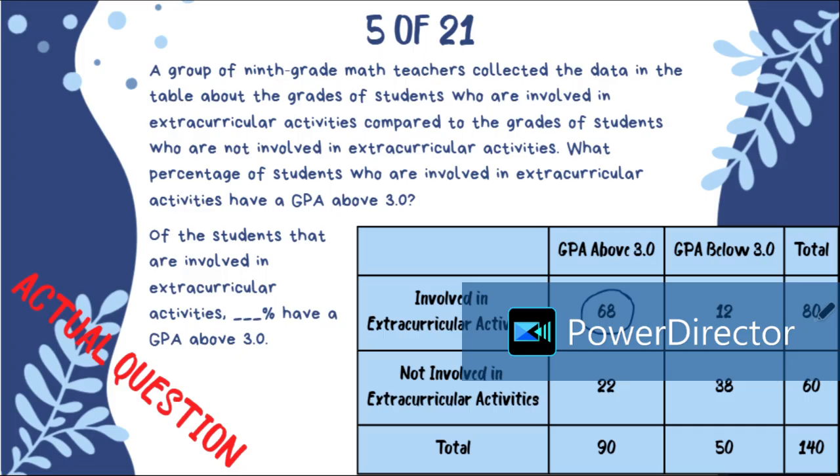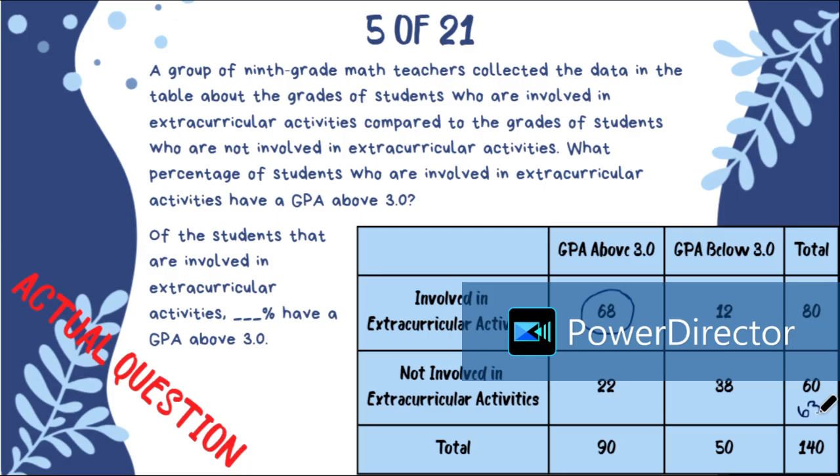And there's a way we can check this, okay? So I'm going to use a different one. We're going to come here for my example, okay? We're going to say not involved in extracurricular activities and GPA below 3.0. This is not your answer, okay? This is my example, all right? So we're going to say we have 38 people that are not involved in extracurricular activities with a GPA below 3.0, and we're going to divide that by 60, okay? And this one would give us 63%.